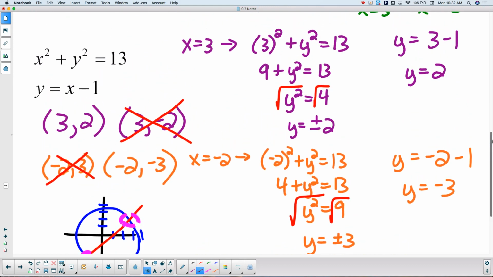3 squared is 9. 2 squared is 4. 9 plus 4 is 13. 2 is 3 minus 1. 3 minus 1 is 2. 2 is 2. Check. The purple one checks out.